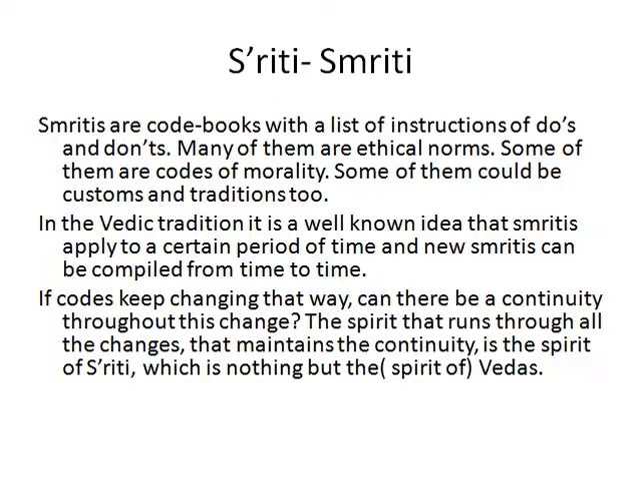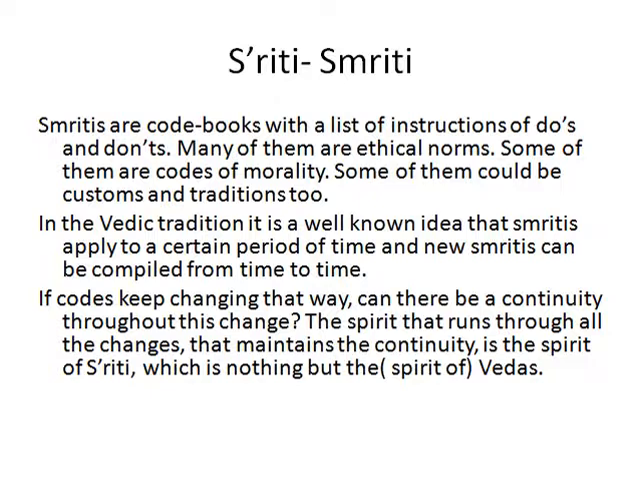And now the very important contrasting pair of terms in the Vedic understanding of ethics is Shruti and Smriti. Smritis, most of you know, are code books with a list of instructions of do's and don'ts. We have words like Manusmriti, Vishnusmriti, Parasharasmriti, and so on. In each of these smritis, there is a list of instructions of do's and don'ts. These are norms actually. The norms in these books can be ethical, or codes of morality, or sometimes customs and traditions.